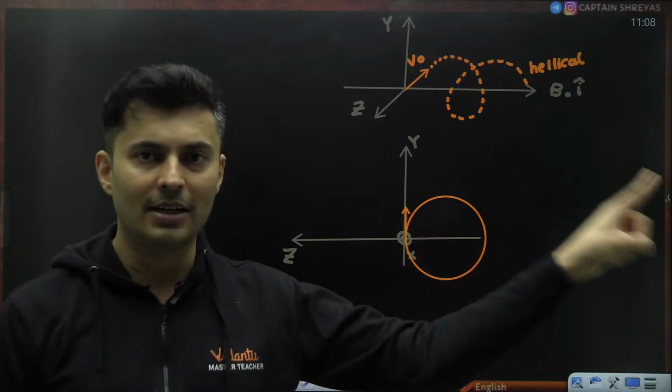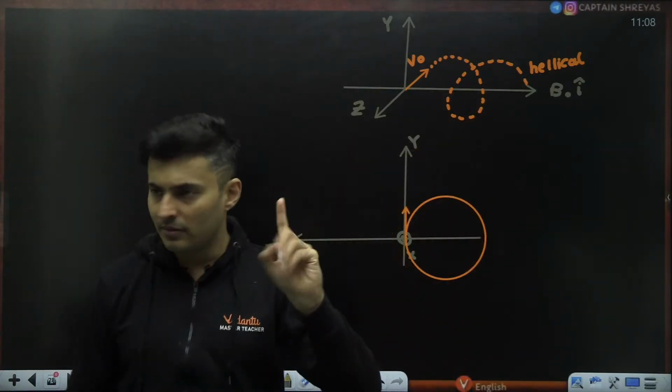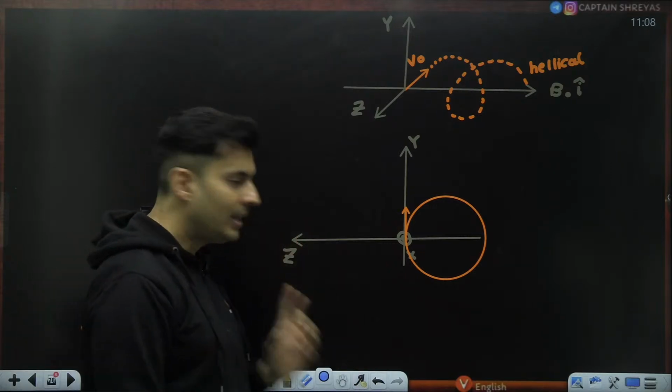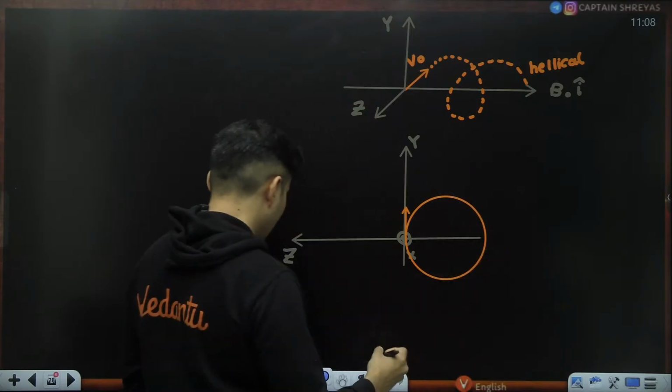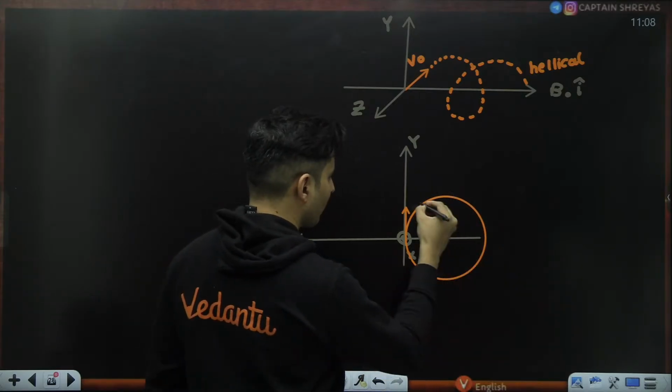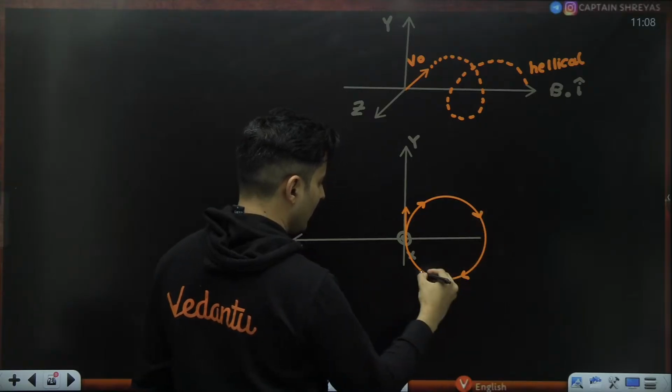It is coming in front, but the projection is a circle. Are you able to visualize it? Everybody? Okay. But then what is happening? Once it completes a revolution, just imagine this. It is going here, it reaches here, it reaches here, and reaches here.